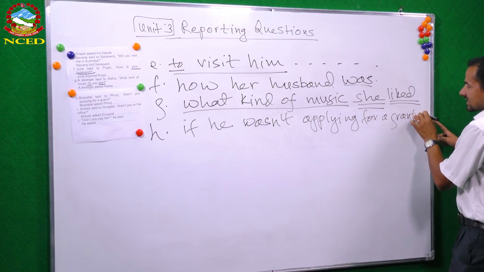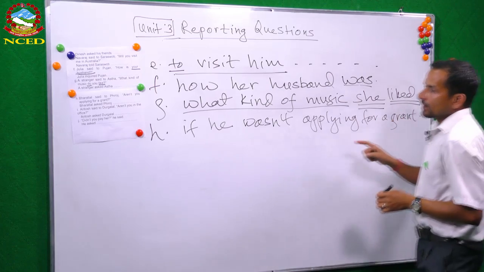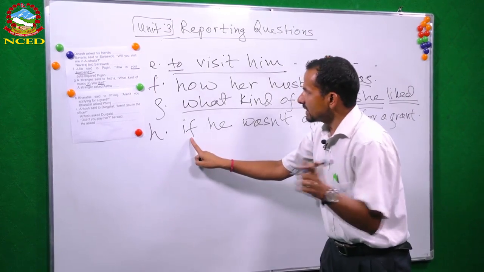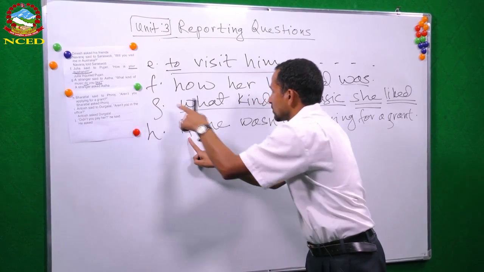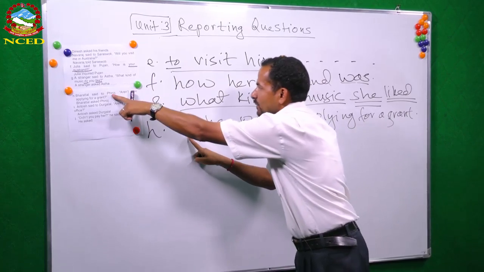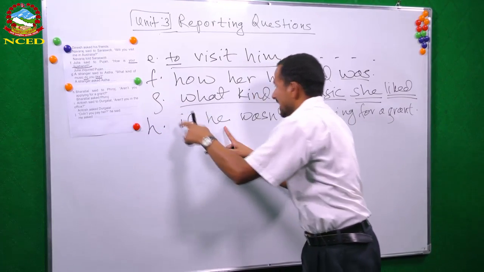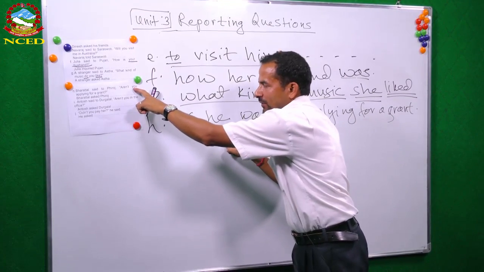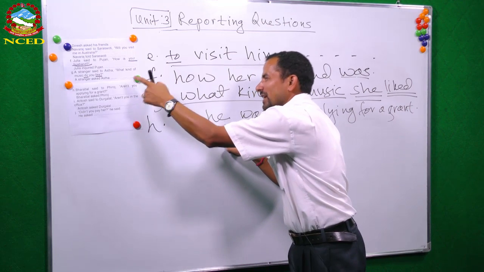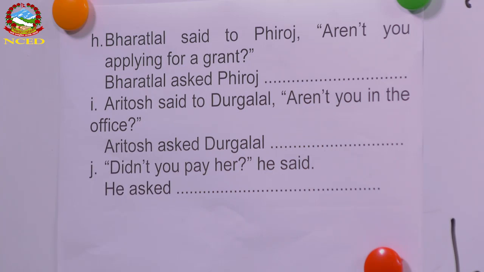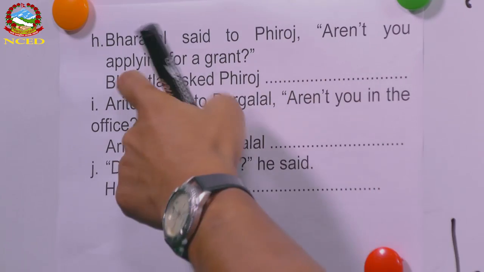Did you notice the changes there? Because it's a yes-no question, we use if. The word you is changed according to the object of the reporting clause. Here the object is he, Firoz, so you becomes he, in subject form. Wasn't applying, and applying means present continuous, is there.